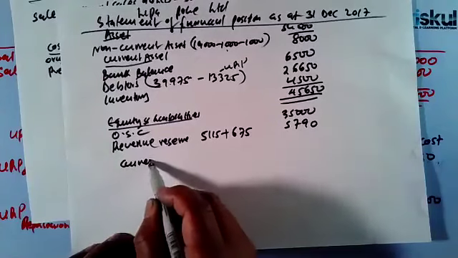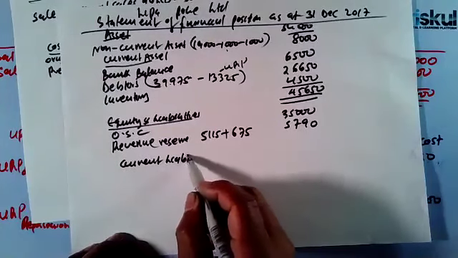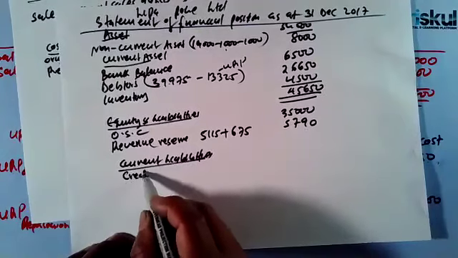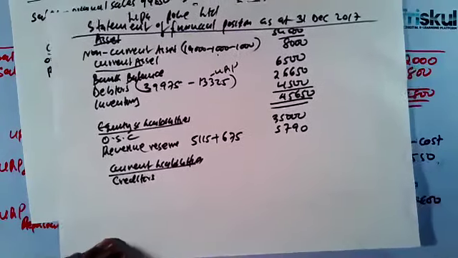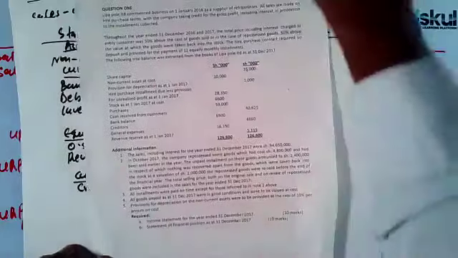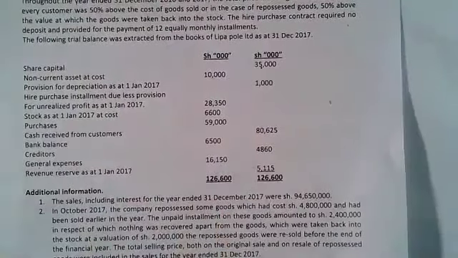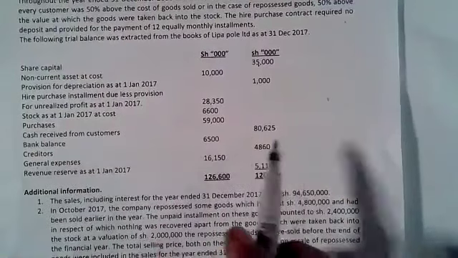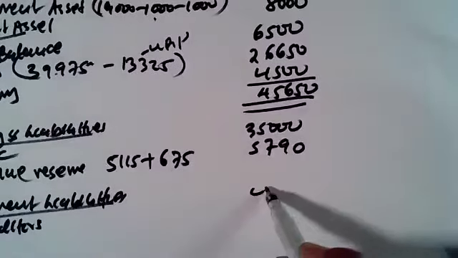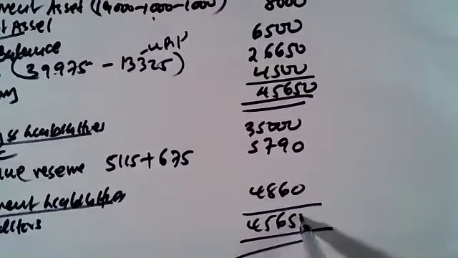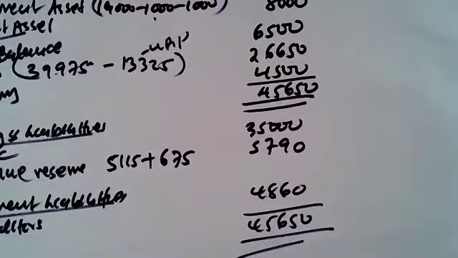So under current liabilities we have the creditors. Now creditors, it's 48.60. Yeah, 48.60. You'll get 45,650.